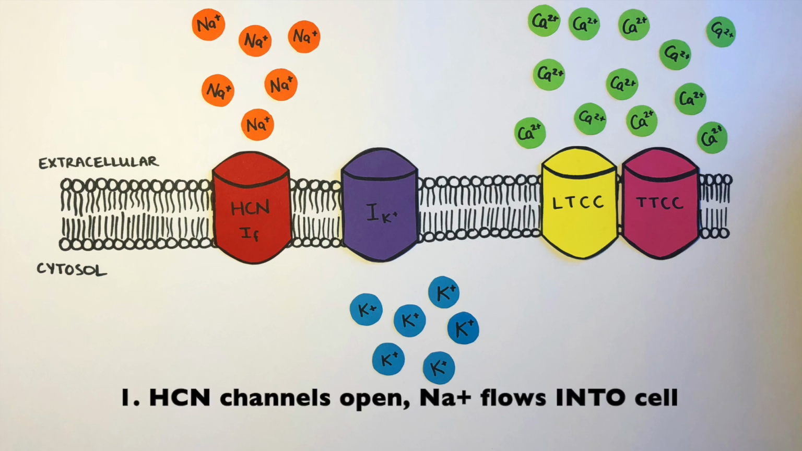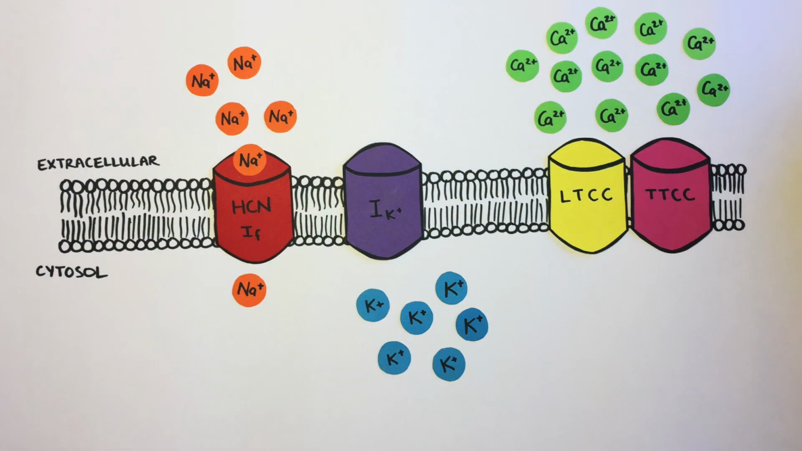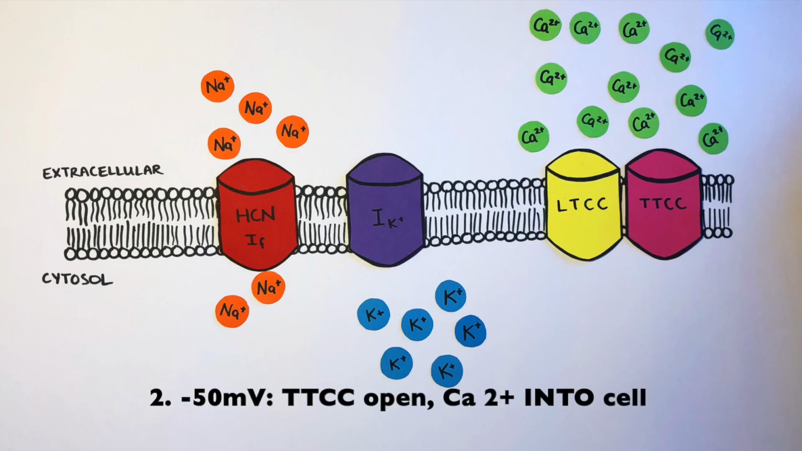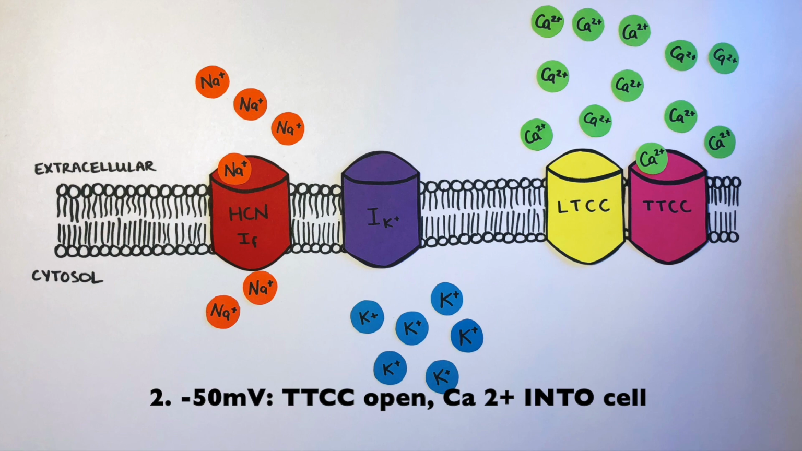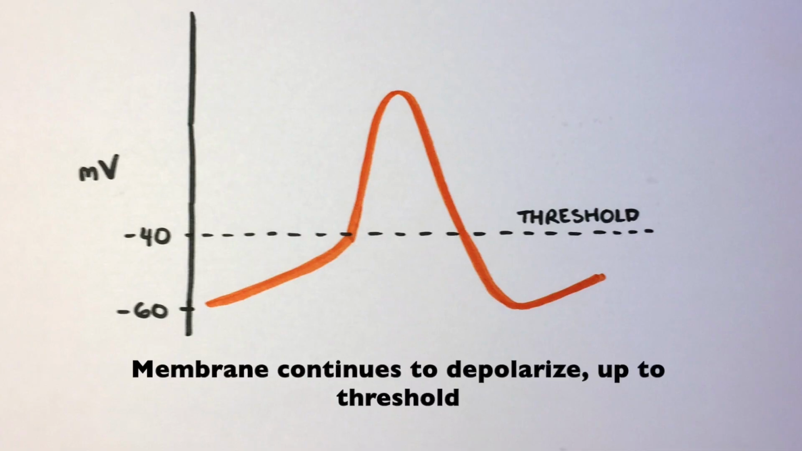Sodium, which is normally concentrated in the extracellular space, will start to move into the cell through these HCN channels. The slow influx of sodium ions causes a rise of membrane potential from -60 to -40 millivolts. Once the membrane potential reaches -50 millivolts, T-type calcium channels will open. These are shown in pink. Calcium flows down its concentration gradient into the cell, leading to a further increase in membrane potential.